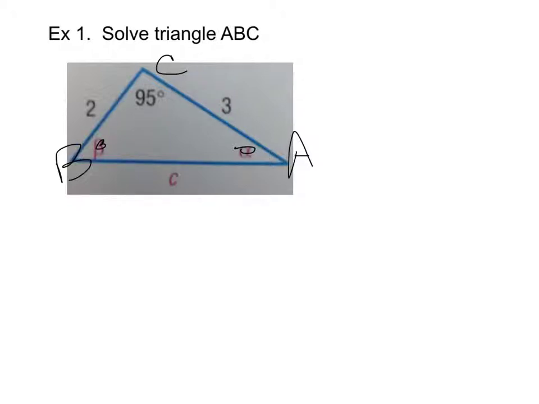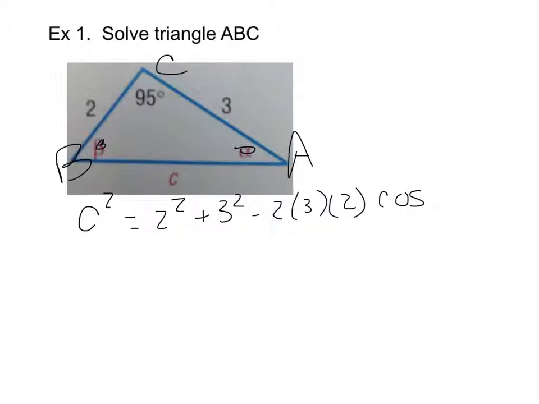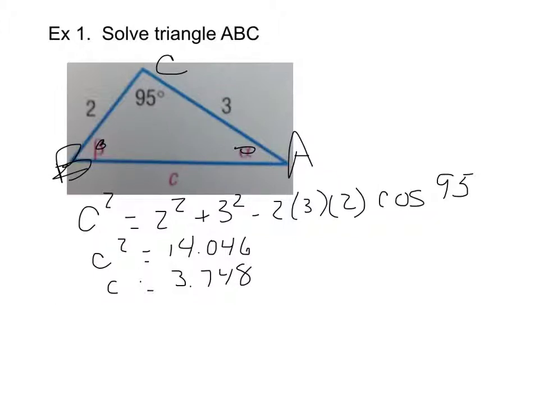Using the law of cosines, I can say that C squared is equal to 2 squared plus 3 squared minus 2 times 3 times 2 times the cosine of 95. I put that in my calculator and ended up with C squared equals 14.046. Remember to take the square root. So side C is really 3.748.